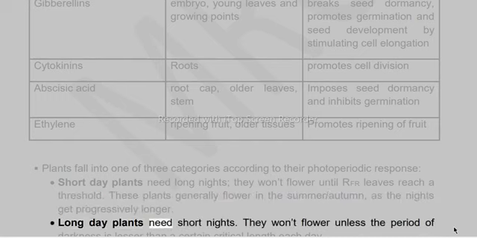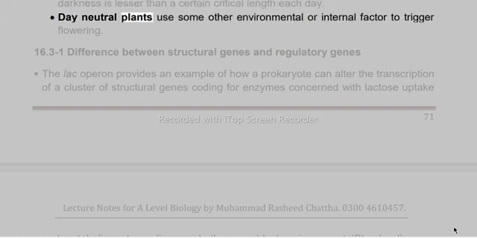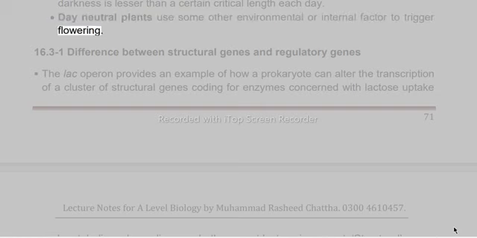Long day plants need short nights. They won't flower unless the period of darkness is less than a certain critical length each day. Day-neutral plants use some other environmental or internal factor to trigger flowering.